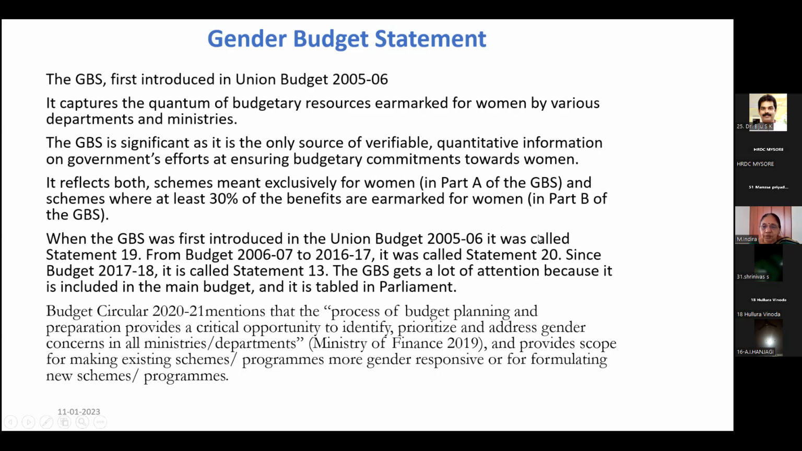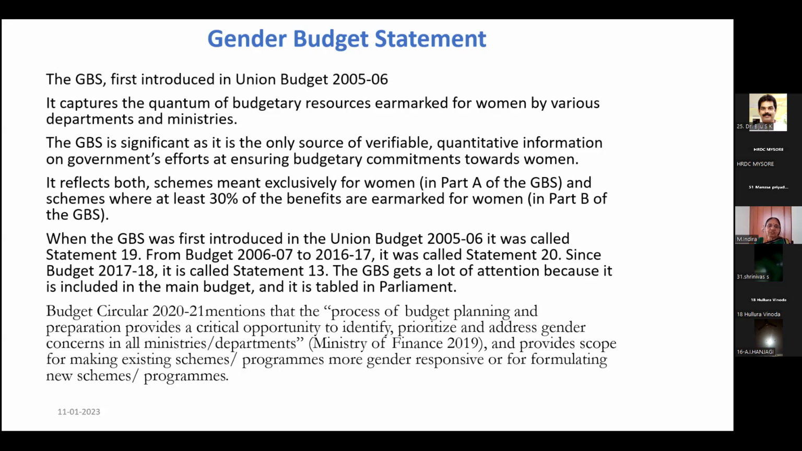When the gender budget statement was first introduced in the Union Budget 2005-6, it was called a statement. From budget 2006-7 to 2016-17, it was called Statement 20. Since budget 2017-18, it is called Statement 13. This is only nomenclature. The GBS gets a lot of attention because it is included in the main budget, and the gender budget is also tabled along with the budget.